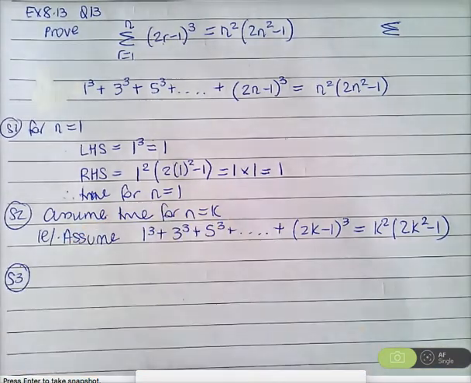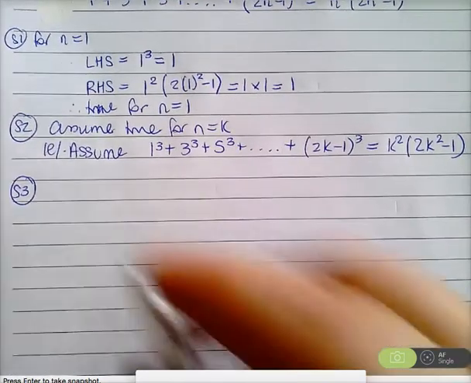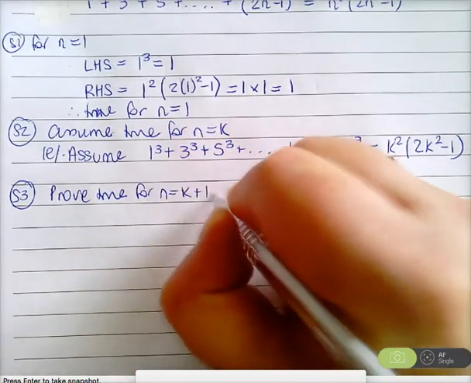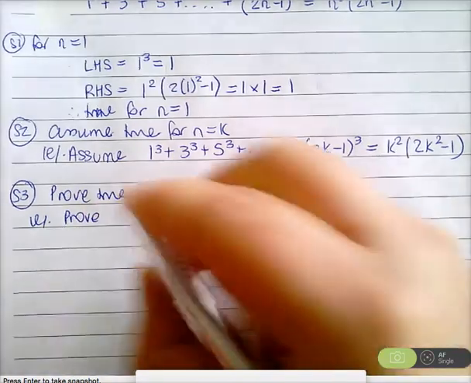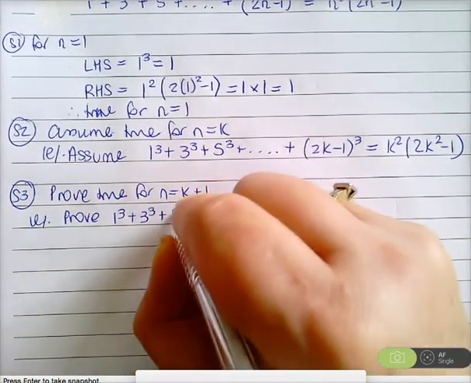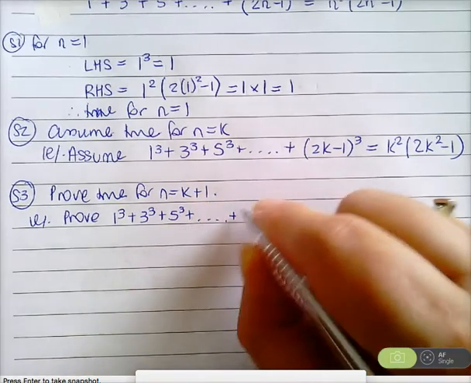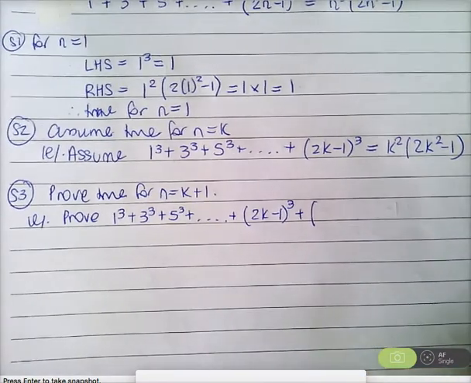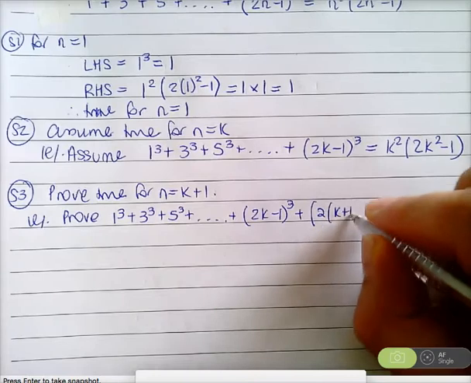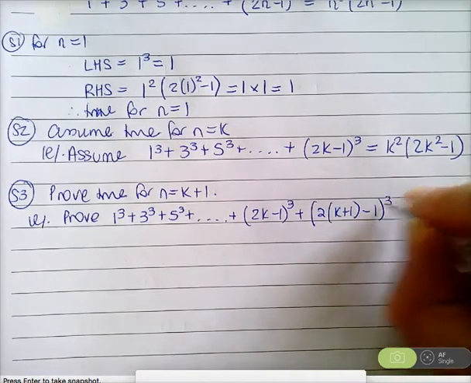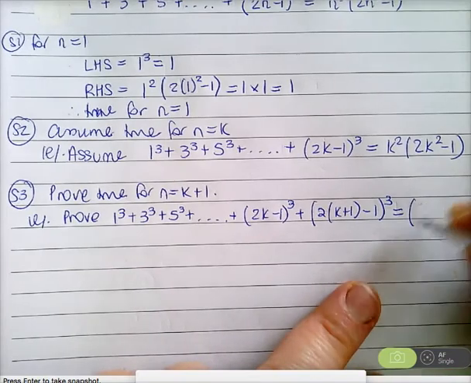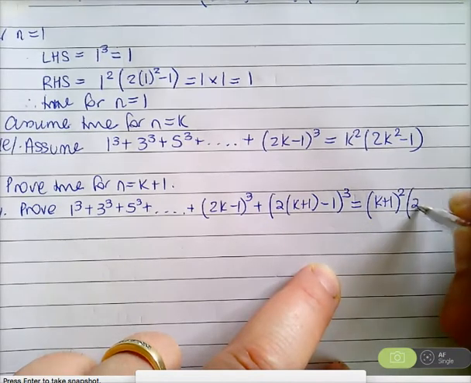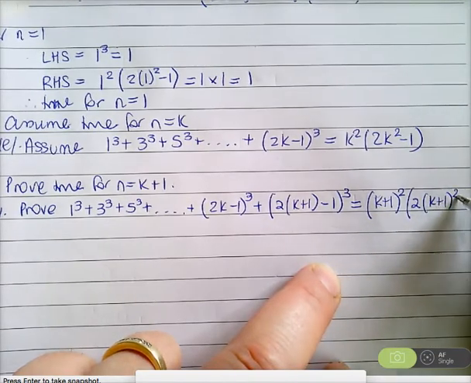Step 3. Prove true for n equals k plus 1. That is, we are going to prove that 1 cubed plus 3 cubed plus 5 cubed plus 2k minus 1 cubed. Now that's up to k. Now the next term will be 2 lots of k plus 1. And we've got to show that that is equal to, replacing now the k with k plus 1, k plus 1 squared times 2 bracket k plus 1 squared minus 1.